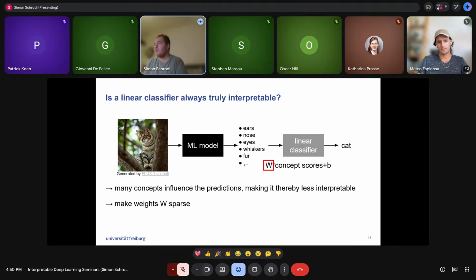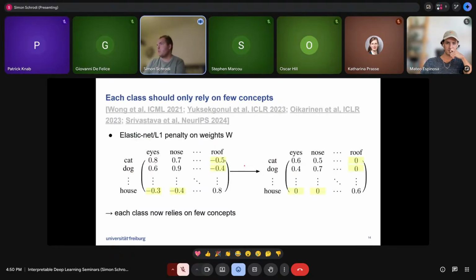The first thing you can do is obviously go to the weights, so make them somehow sparse. And this is actually what people did. Here we just apply an elastic net or an L1 penalty on the weights. So essentially what happens here is we have the classes as the rows and the concepts as the columns. And before, we have a lot of non-zero entries here.